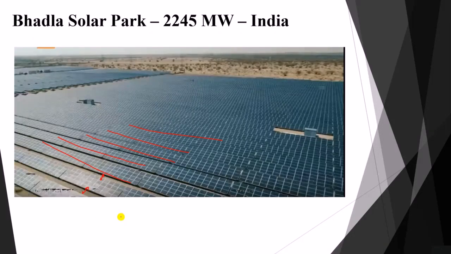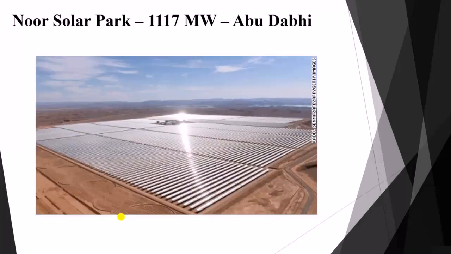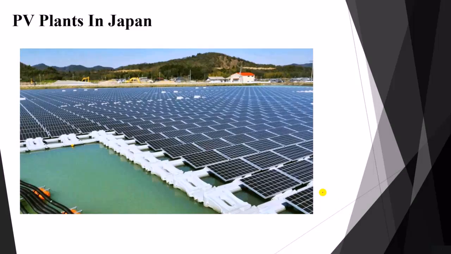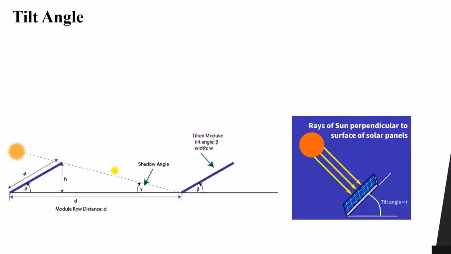If you look at another one here in the United Emirates, you will find that also we have a row of panels, then the next one, and a distance between them. Also, this is a farm in Japan. Now this will lead us to something called the tilt angle and the distance between two panels.